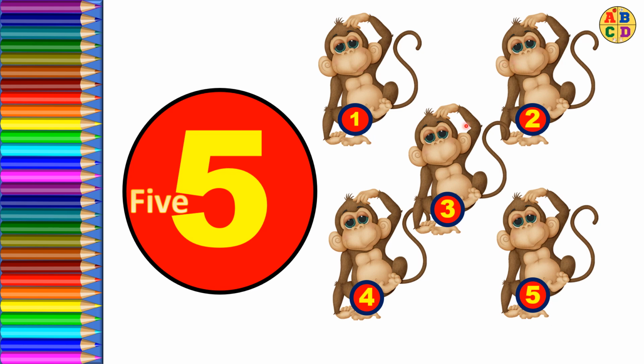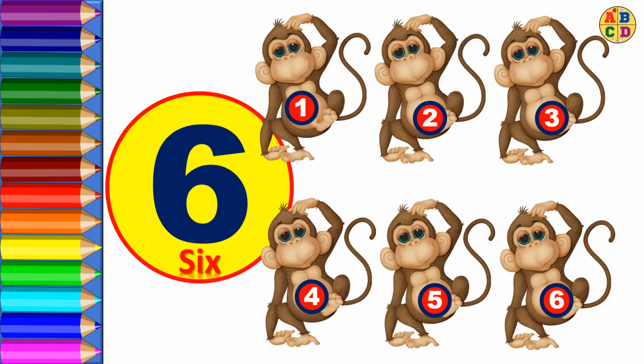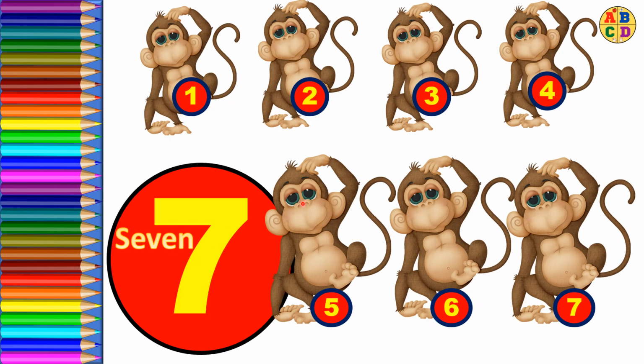1, 2, 3, 4 and 5. Total 5 monkeys. Next 6. 1, 2, 3, 4, 5, 6. Total 6 monkeys. Next 7. 1, 2, 3, 4, 5, 6, 7.